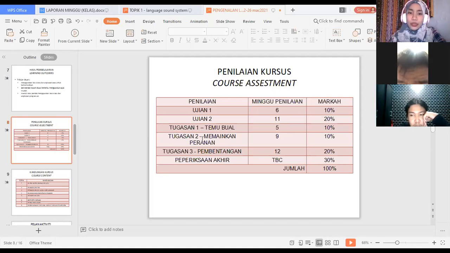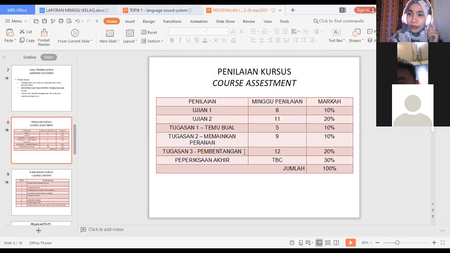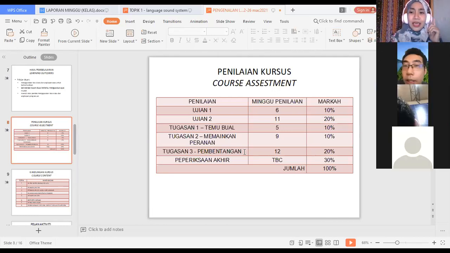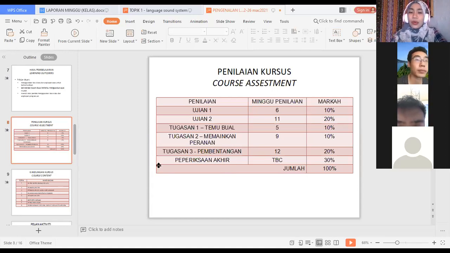Okay. And the last one, third assignment, pembentangan. That means you have to do what is it? Pembentangan. Who knows? Pardon? I'm not hearing clearly. Yes, very good. Presentation. Okay, you have to do a presentation. All of the assignments you have to do with your partner.